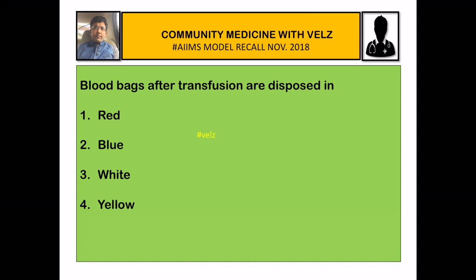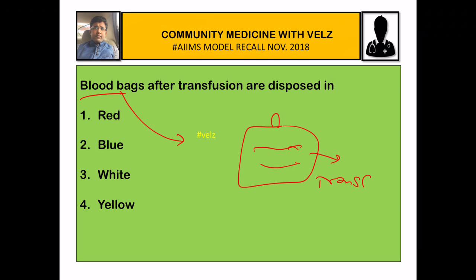Next, blood bags after transfusion are disposed in which bin? When you hear the term blood, what you see in the blood bags is blood. So after transfusion, the blood bag has become soiled with blood. Whatever is soiled waste should come under the yellow color category.